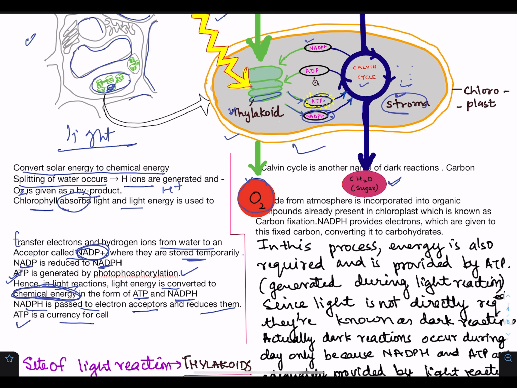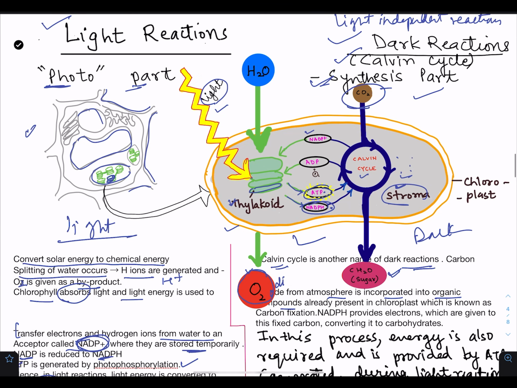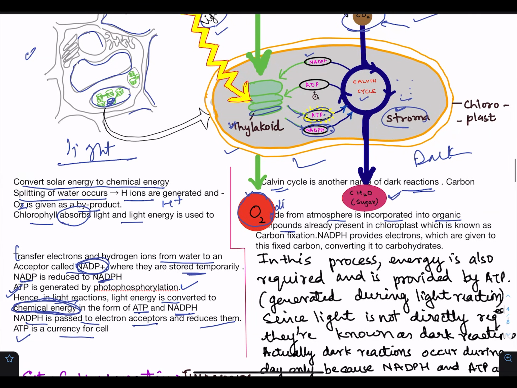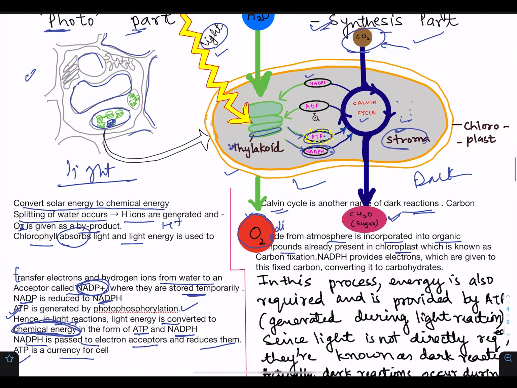And in dark reactions, what happens? Calvin cycle is another name of dark reactions. Carbon dioxide from the atmosphere is incorporated into organic compounds. Carbon dioxide is coming from the atmosphere and some carbon compounds are already present in the chloroplasts, and this process is known as carbon fixation. NADPH provides electrons which are given to this fixed carbon, converting it to carbohydrates. So this all happens in dark reactions in a nutshell.